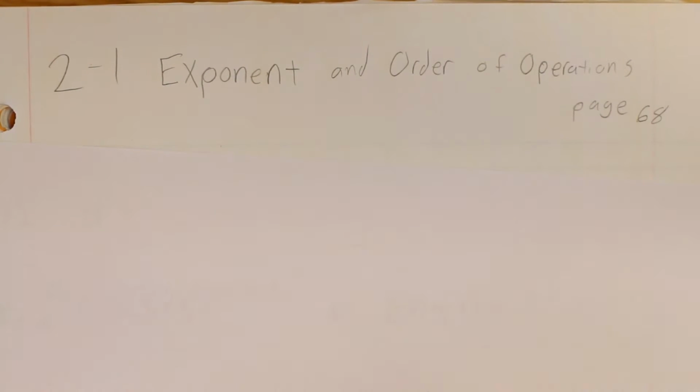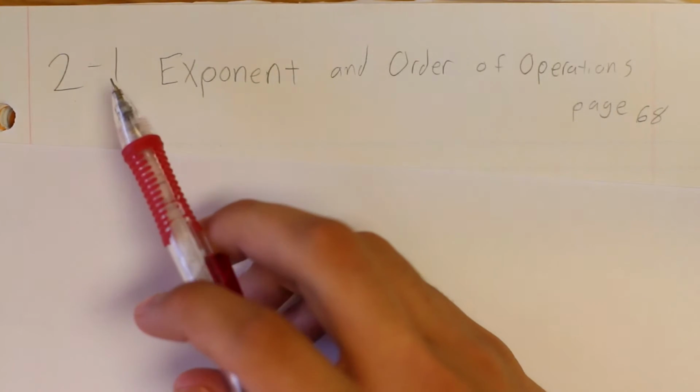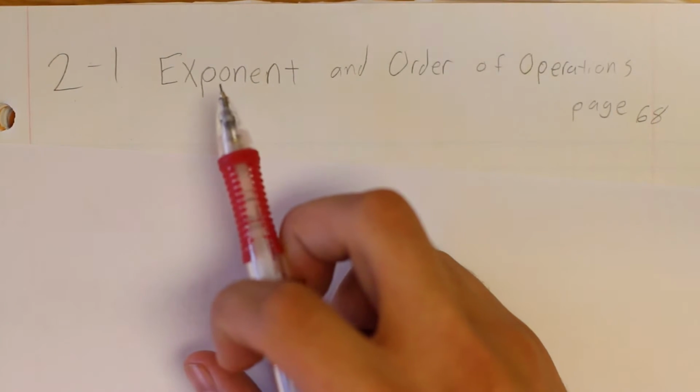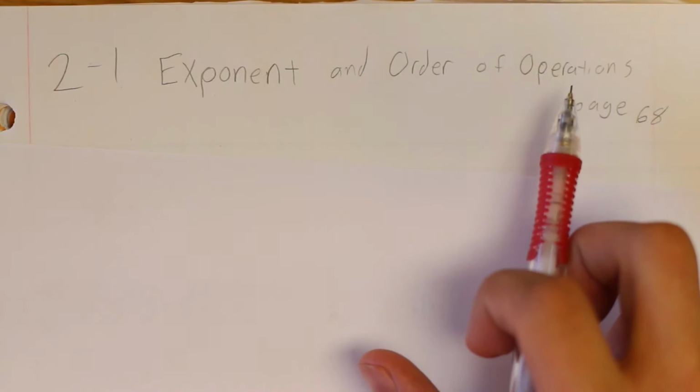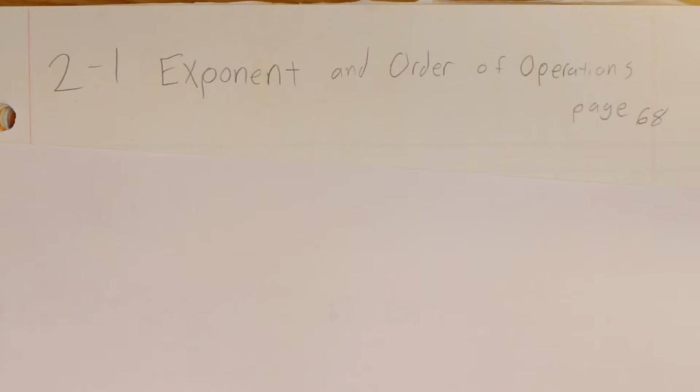All right, class, let's start our first lesson from Chapter 2. Today we'll be in Section 2.1. Title of the section is Exponents and Order of Operations. It can be found on page 68. All right, let's get started.